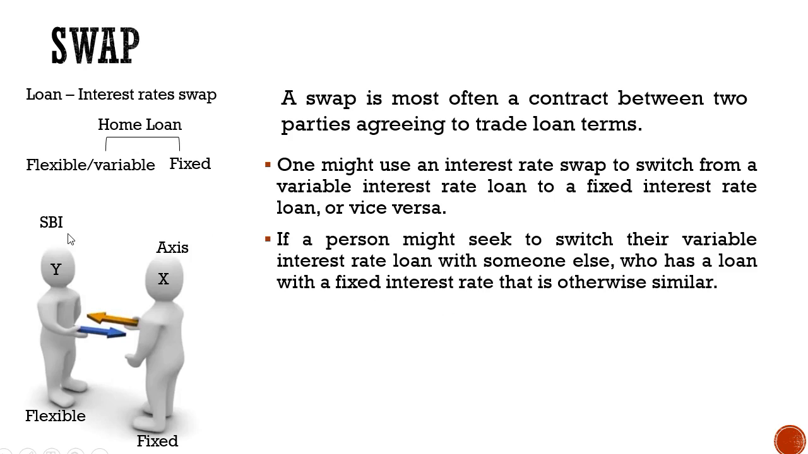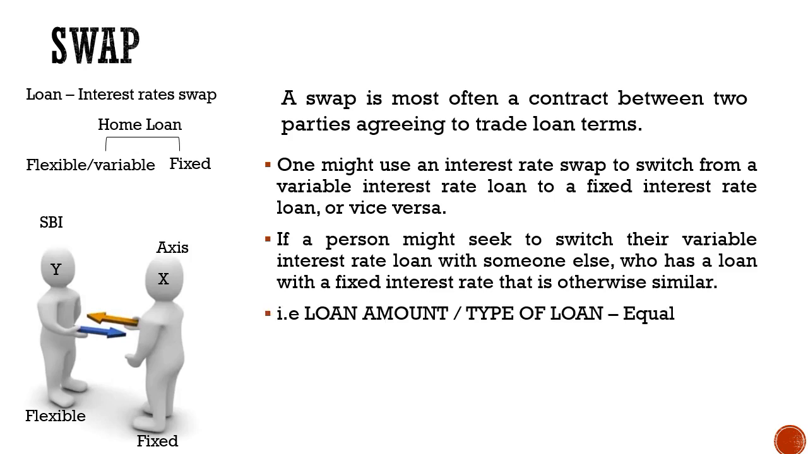Now in this same example, if Mr. X wants to switch his fixed interest rate with a flexible interest rate and Mr. Y wants to switch from flexible to fixed, this case is only applicable if the type of loan is similar and the amount of the loan is similar. That is, the loan amount and the type of loan should be equal. Only then can they go for a swap.